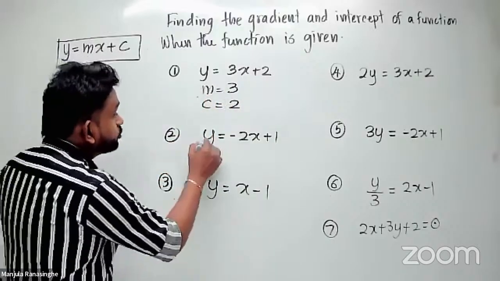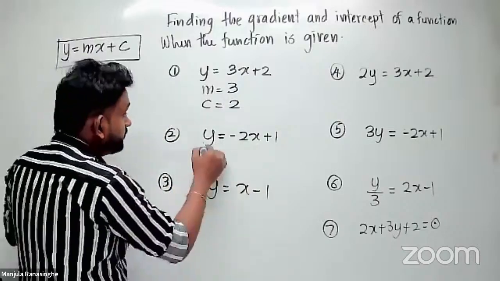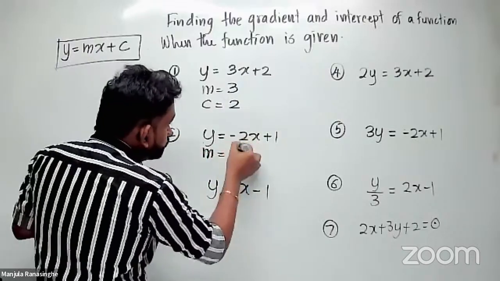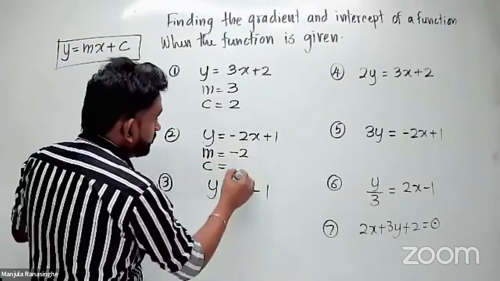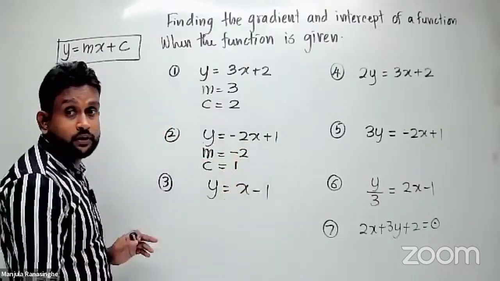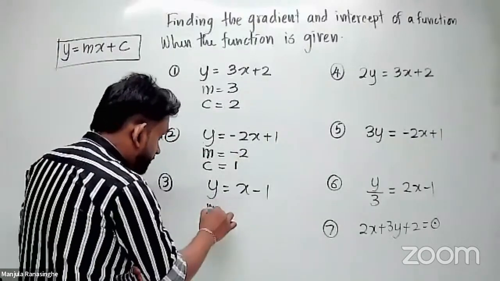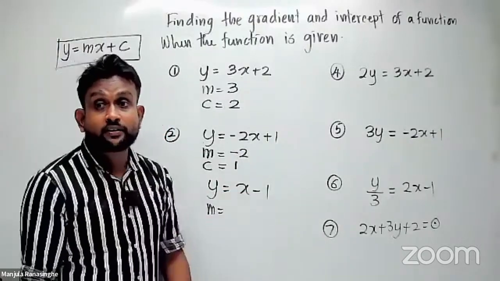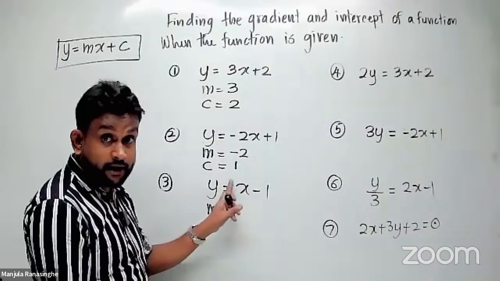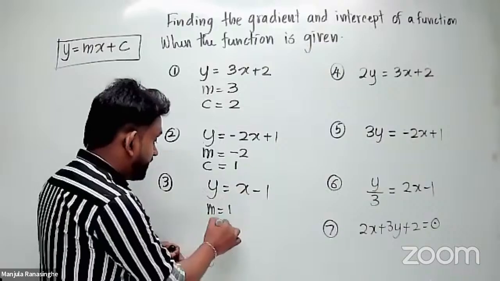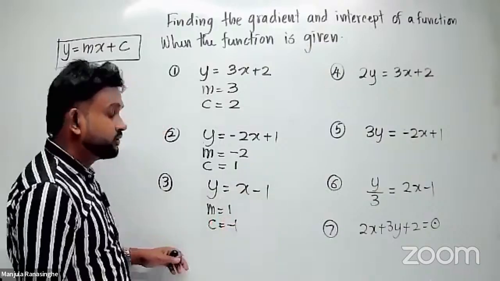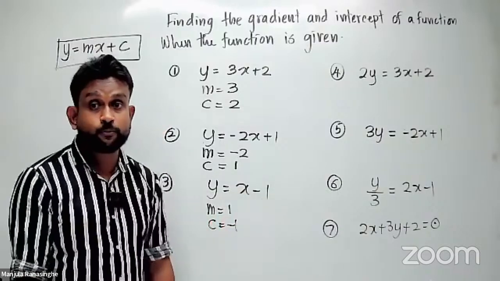Here y equals there, fine, then m equals negative 2, you have to take it with the sign, negative 2, and the intercept equals positive 1. Here y equals there, find m, the x coefficient. What does x mean? It is 1x there, so the x coefficient is 1 and c is negative 1. So m equals 1, c is negative 1.